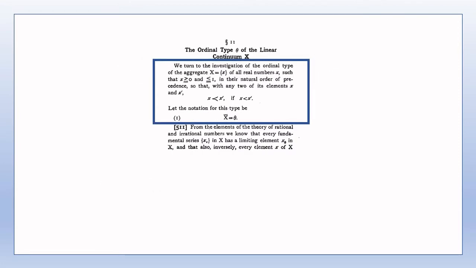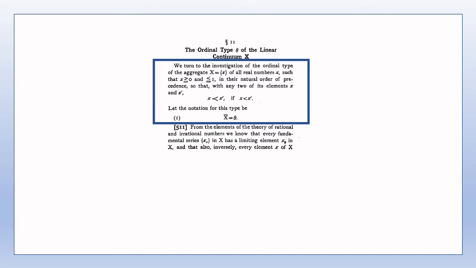At the start of this section, Cantor doesn't elaborate on what is meant by real number here. It would seem that Cantor quite expectedly takes a fairly usual view of what is meant by a real number, and what is meant by the linear continuum, which is the aggregate of all real numbers x, with x greater than or equal to 0, and x less than or equal to 1 in their natural order of precedence. So in this particular case, the symbol used to indicate a simple ordering is effectively synonymous with the less than relation between elements of X.